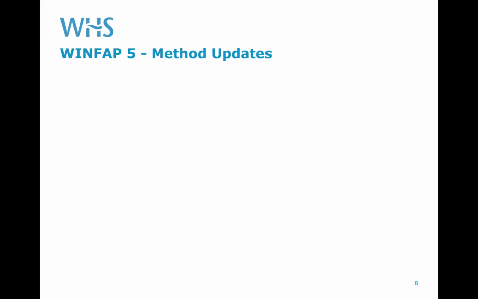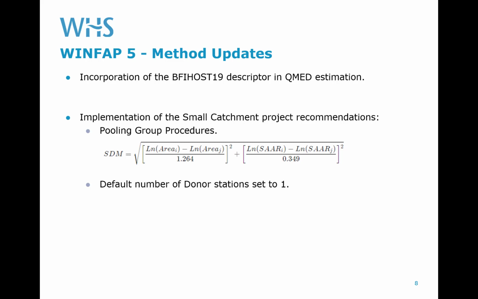Changes to WINFAP 5 also include a number of method updates. The first of these is the incorporation of the BFIHOST19 catchment descriptor. This was an update to the original BFIHOST equation with work completed in 2019 and is now used in place of BFIHOST. We've also implemented the recommendations from the Small Catchments EA project.